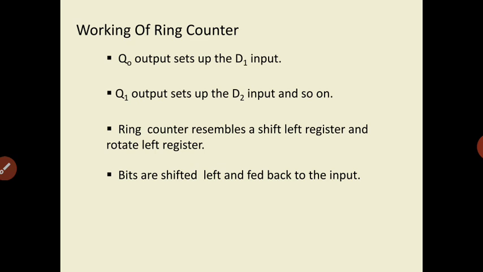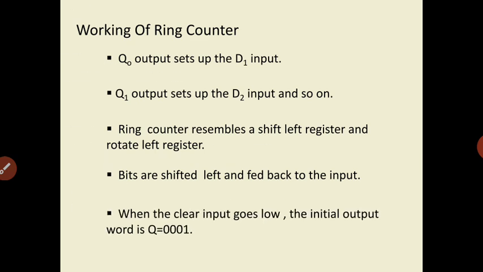So the ring counter resembles a shift left register and rotate left register. Bits are shifted left and fed back again to the input. So as long as the clock pulses are applied, bits will be shifting to the left side, and also the output of the last flip flop will be given as input to the first flip flop. That means you are giving some feedback from output to the input side again.